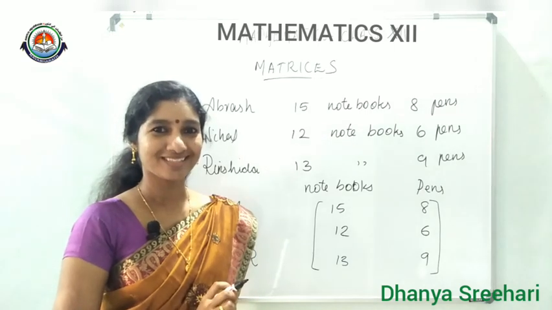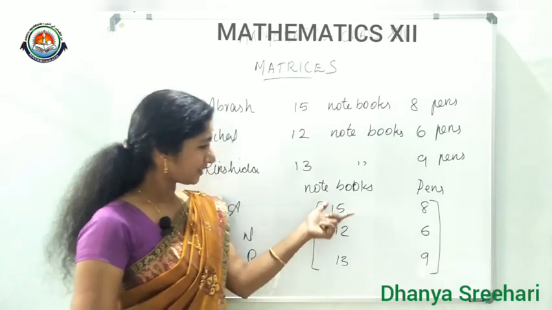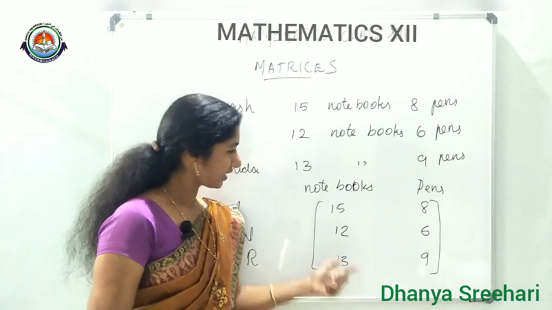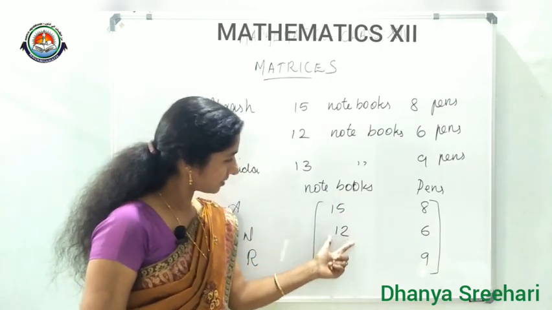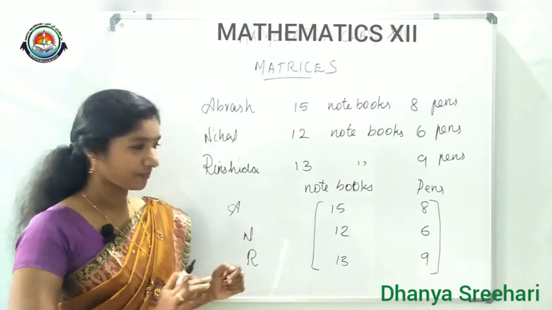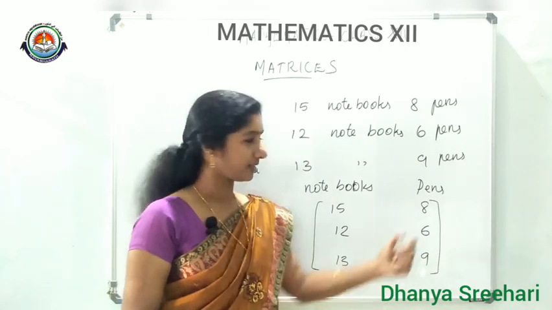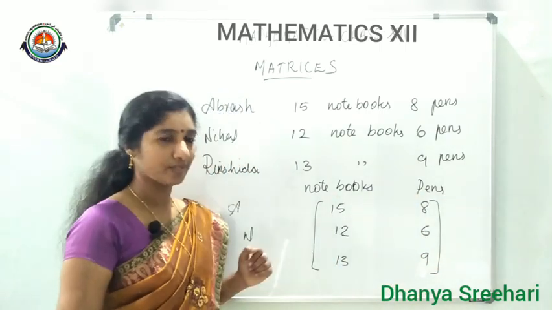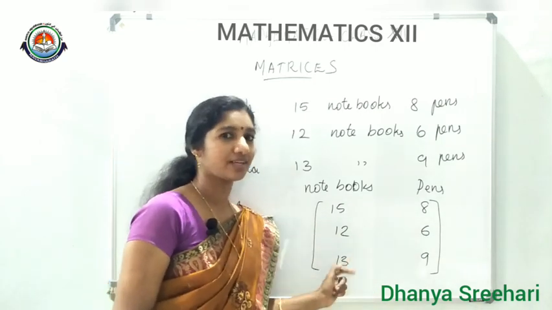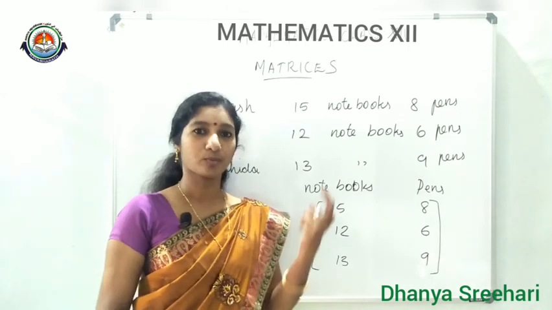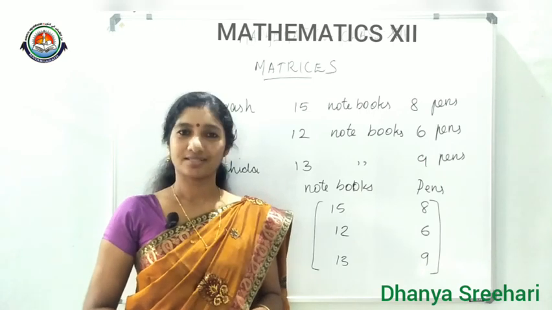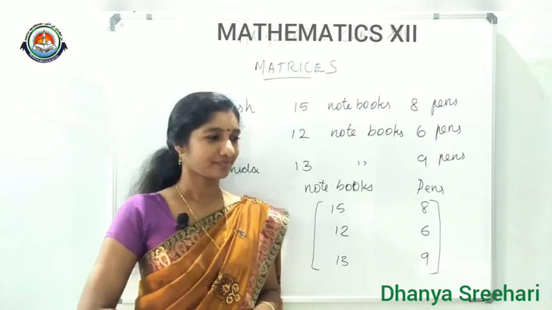This much only about matrix. See, by looking at this box, this matrix, we can understand. This 15, 12, 13 are the notebooks for Abrash, Nihal and Rinshida, and 8, 6, 9 are the number of pens of these same people. So by looking at this table, this box, we will understand the details about the notebooks and pens. So this arrangement we are calling matrices. Clear?